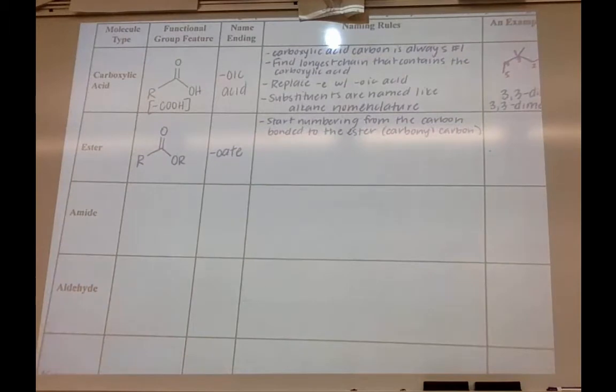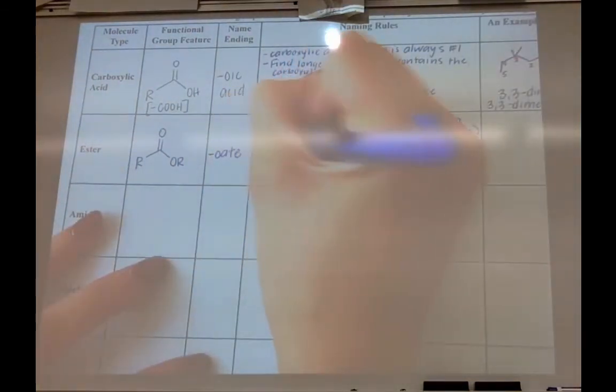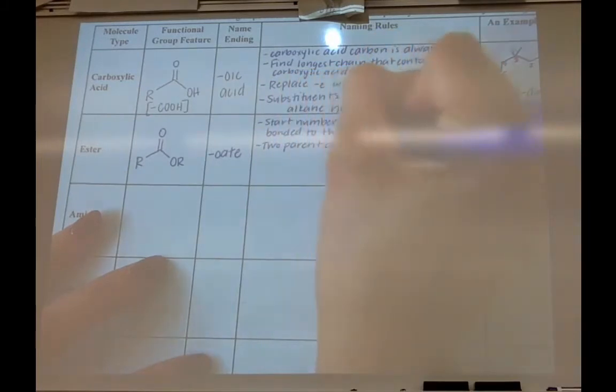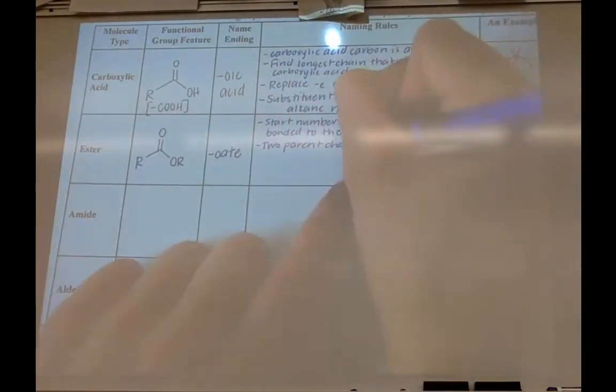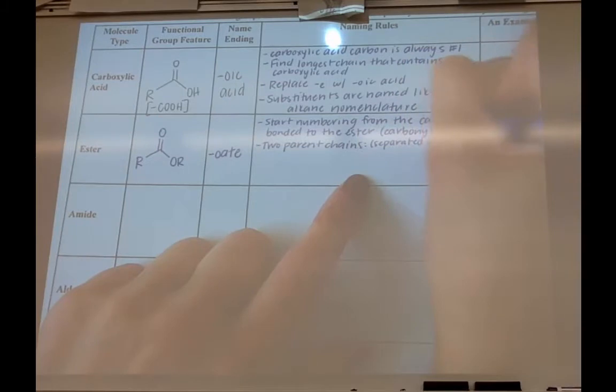So you start numbering from that carbonyl carbon within the ester. And then when it comes to an ester, there's actually 2 parent chains. So we're going to have 2 parent chains. And when we name them, they're separated by a space.